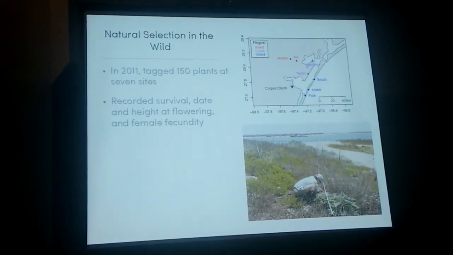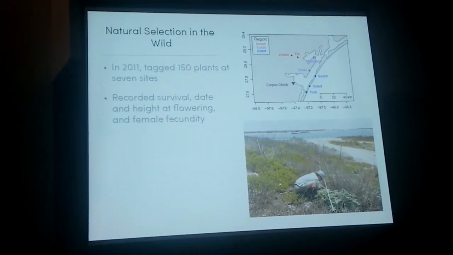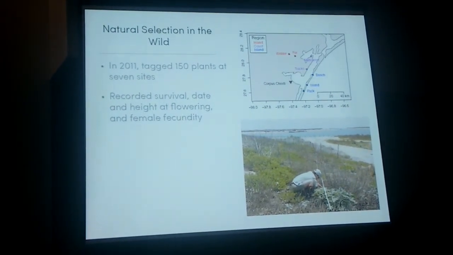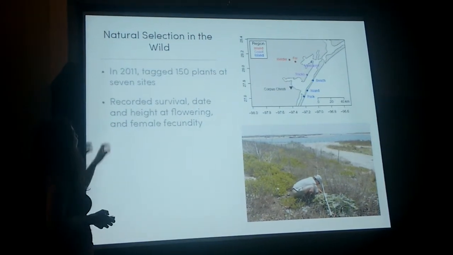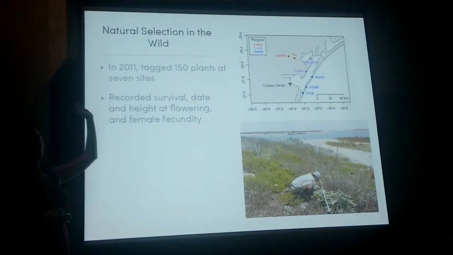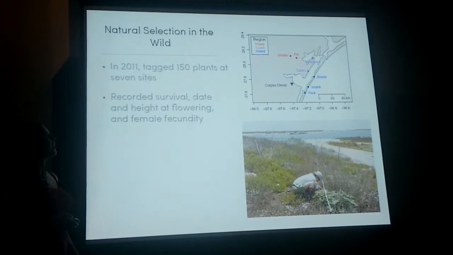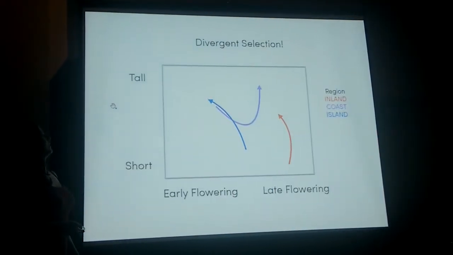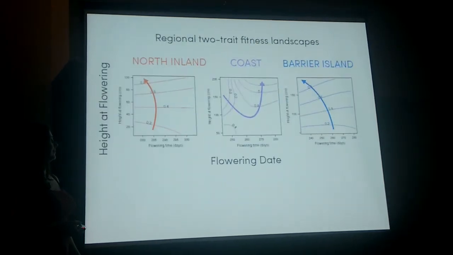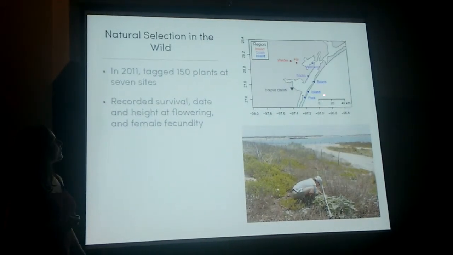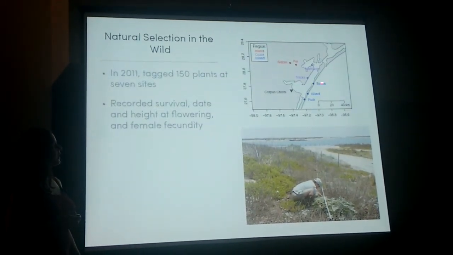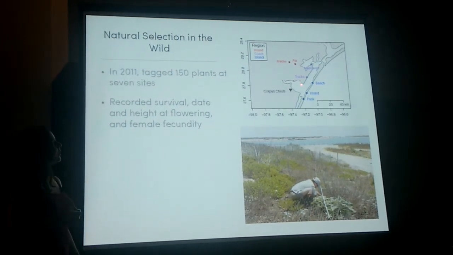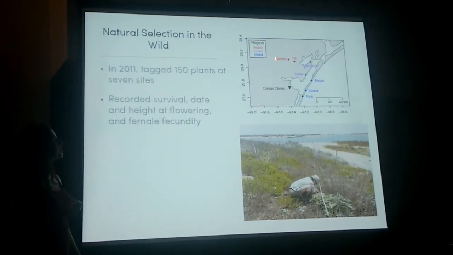Okay, so we went down to South Texas, near Corpus Christi, and we tagged 150 wild plants, we didn't plant any, at 7 sites that span the range of this species. So we have 3 sites on the Barrier Islands, 3 on the mainland coast, and 2 that were inland.